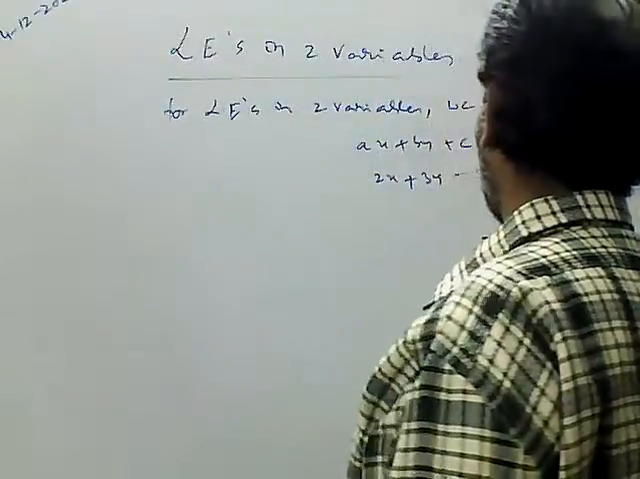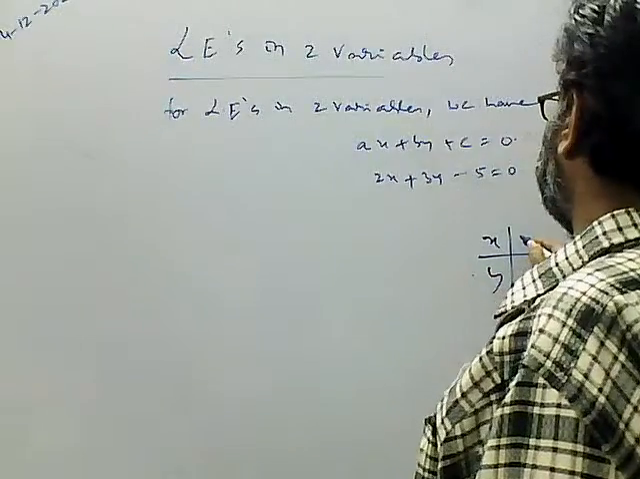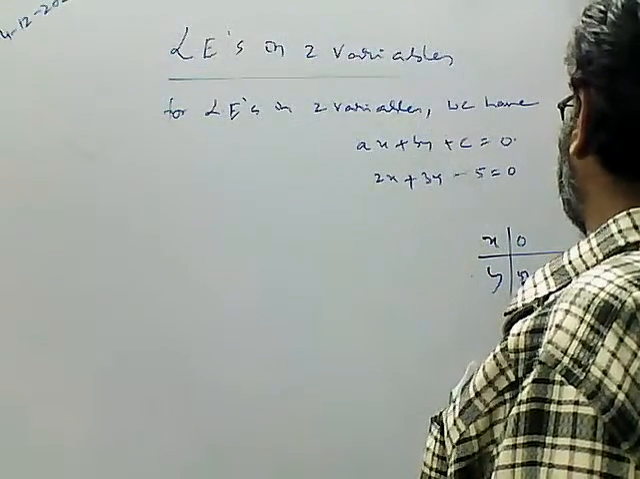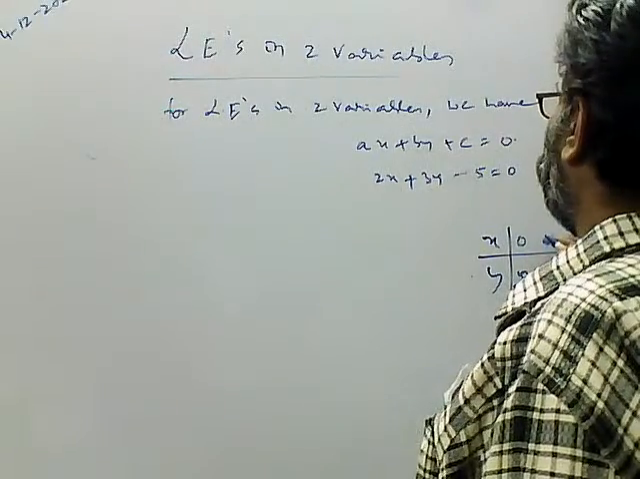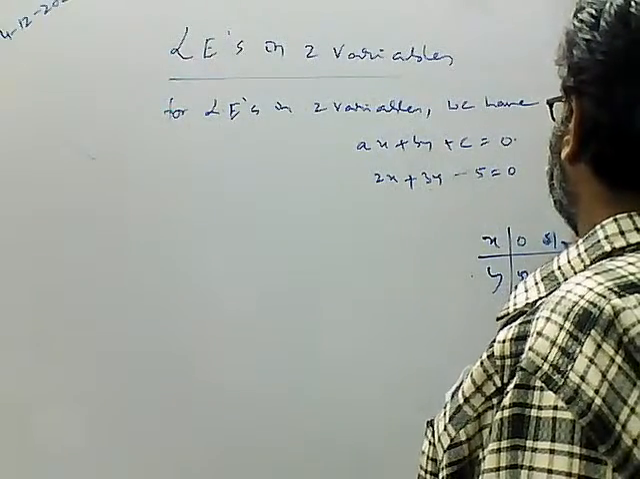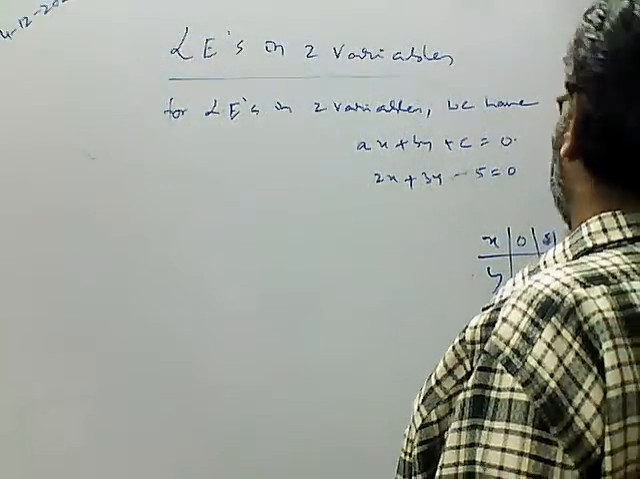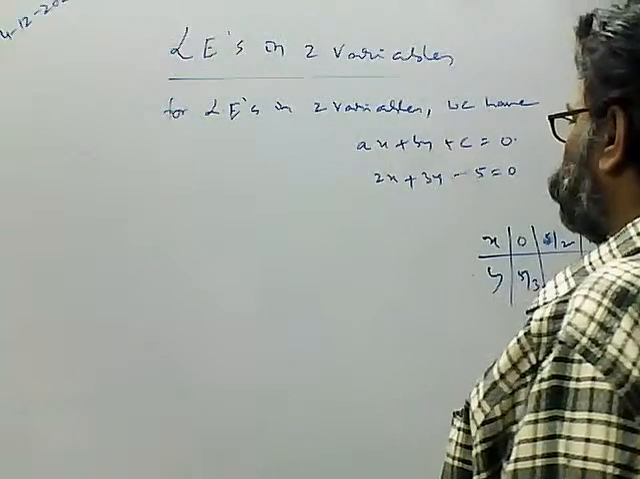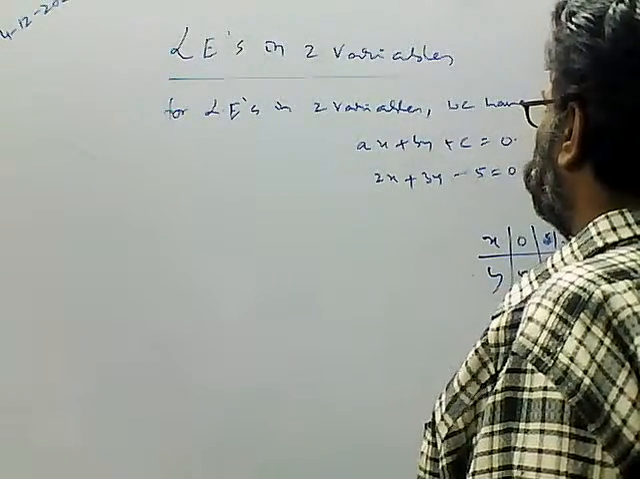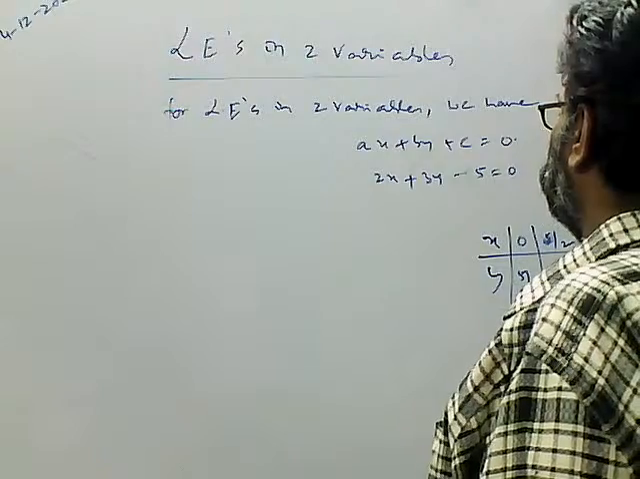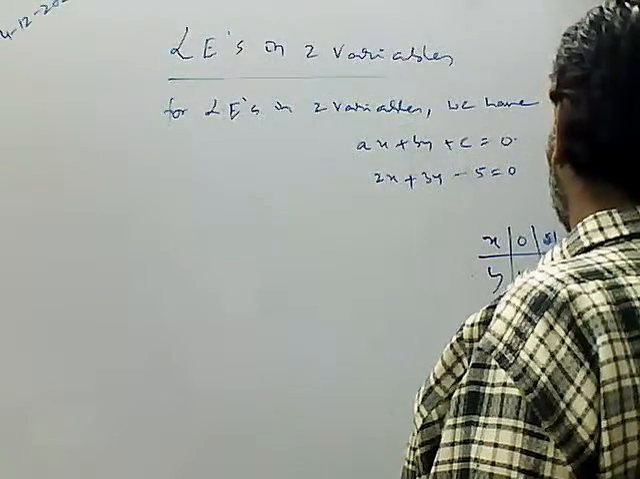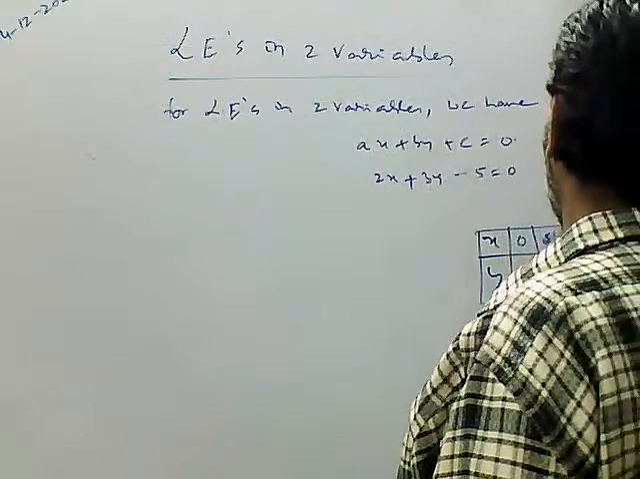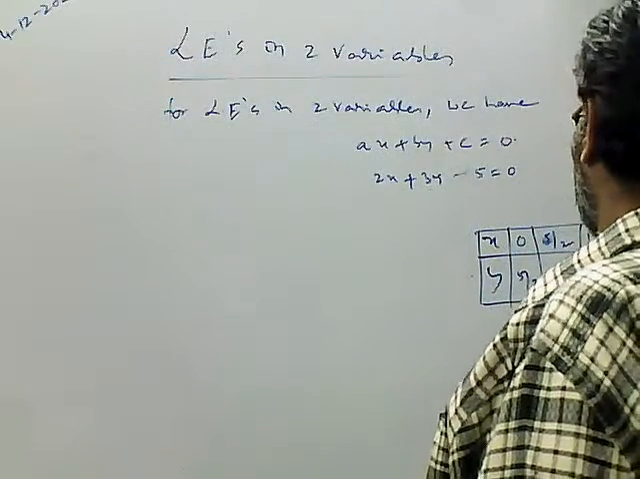Right? Now to plot the x values, we have to solve: x0, y value 5 by 3; y0, x value 5 by 2; now x1, y1; x minus 2, y3. See, take more values, right? Understood now? How you got these values?